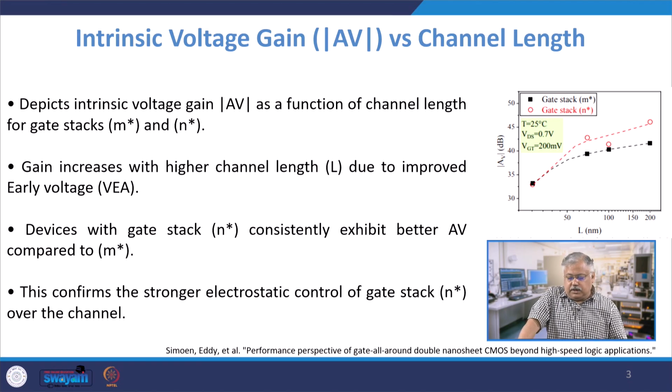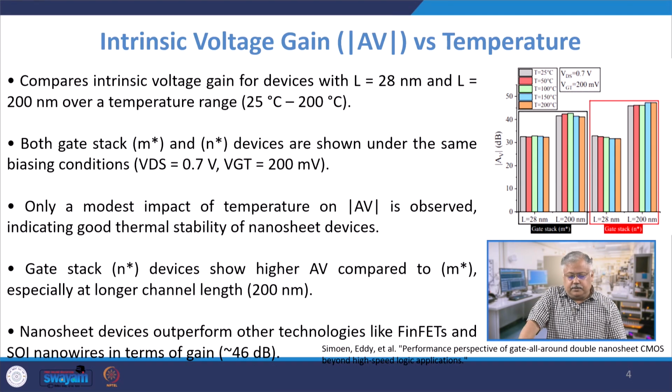In dB terms, it is about 8 for the gate stack N star. The difference is approximately more than 10 dB, around 10 dB, which is quite a lot as you move from 200 to around 10 nanometer channel length. Please understand the channel length L is in log scale, so you can see they are quite separated. And N star gives you a relatively larger voltage gain as compared to your M stack gate stack, which means that stronger electrostatic control will obviously give you a larger gain. That is expected when you are talking of intrinsic voltage gain with respect to channel length.